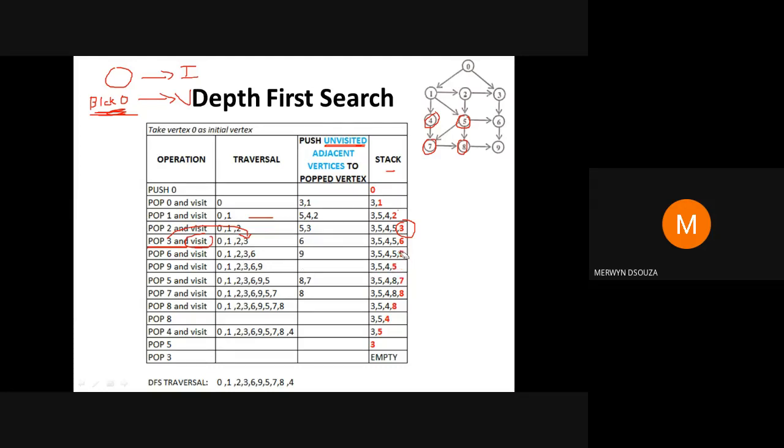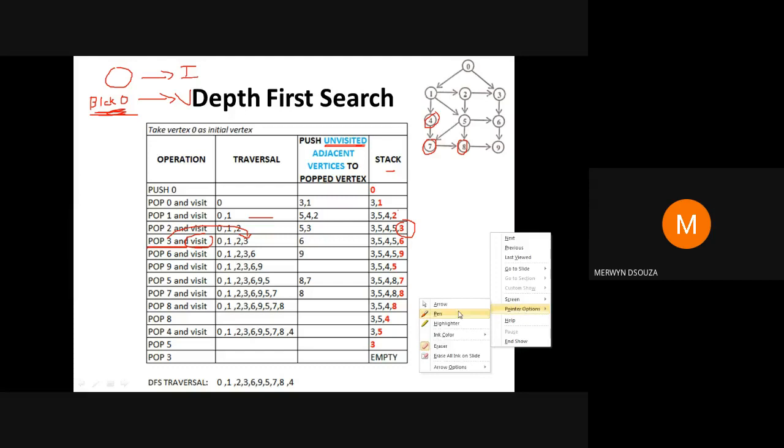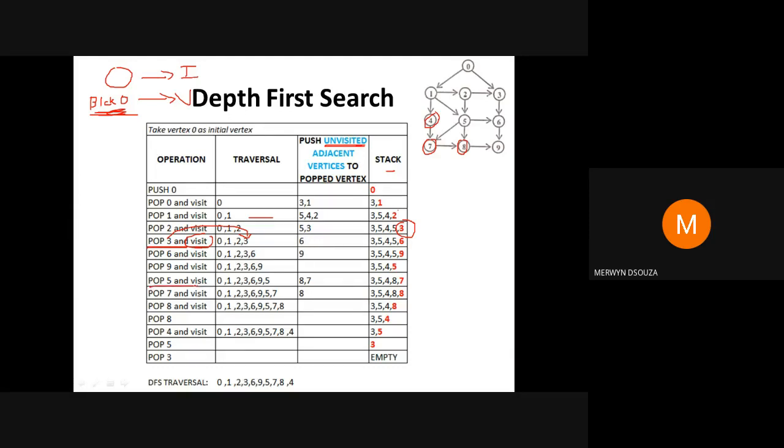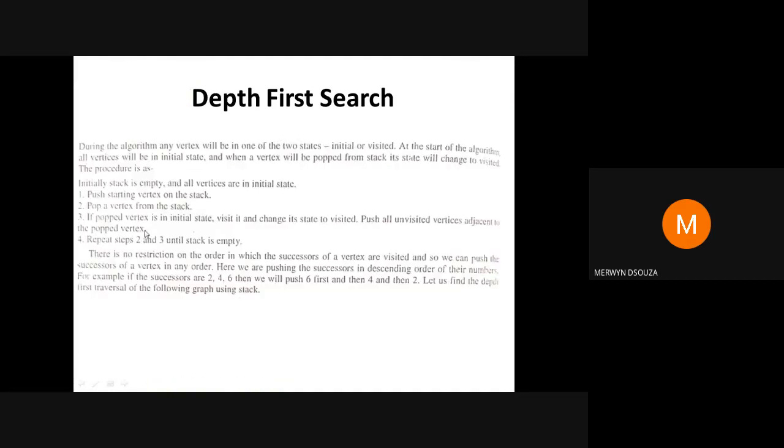Next, you pop the next topmost element. After you have deleted 9, who was the topmost? 5. So you pop 5 and visit. Write 5 in the answer, and since you are visiting, remove the circle. Which are the adjacent vertices next to 5? You can check here. Please check this properly when you are saying. So what are you going to do?